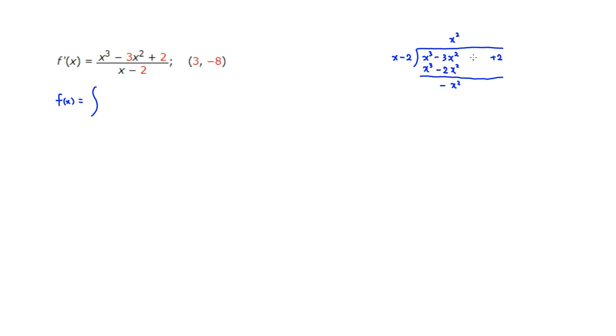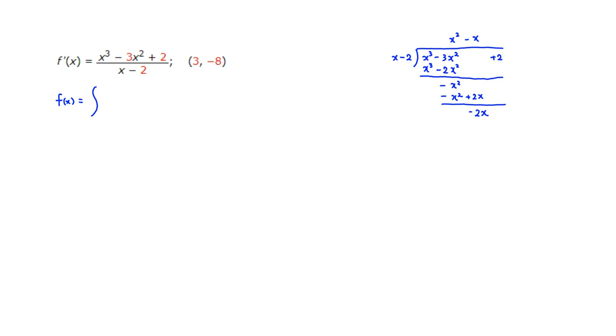Then there's nothing to bring down. Then we ask ourselves, how many x's can we squeeze into negative x squared? So that would be negative x. Negative x times x is negative x squared. Negative x times negative 2 is positive 2x. Then do a subtraction. Negative x squared minus negative x squared is 0. 0 minus 2x would be negative 2x.